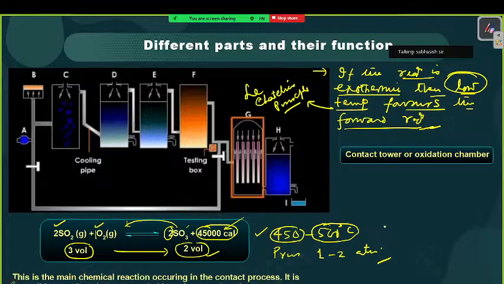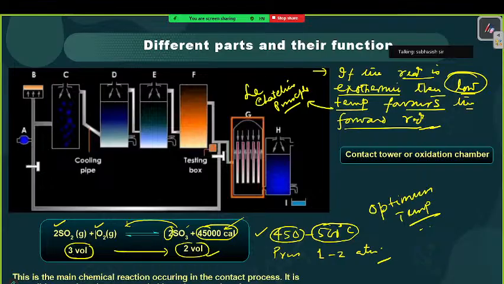Only because if the temperature is very low, then the rate of the reaction will be slow. At lower temperature, the forward reaction would be favored according to Le Chatelier, but the problem is that the rate of the reaction will be slow. That's why an optimum temperature, not too high and not too low, is used in this method. So 450 to 500 degrees Celsius is the optimum temperature. That is the terminology you should remember: optimum temperature.